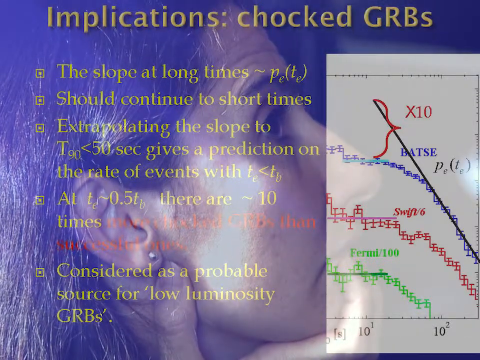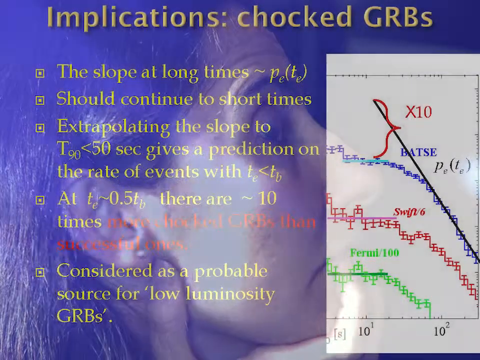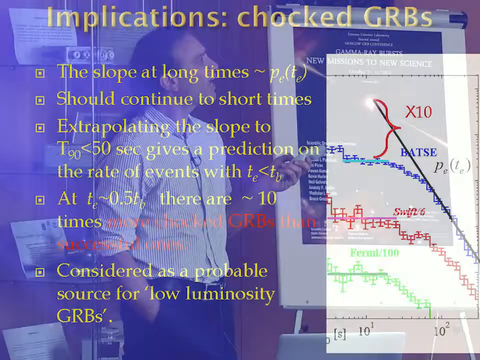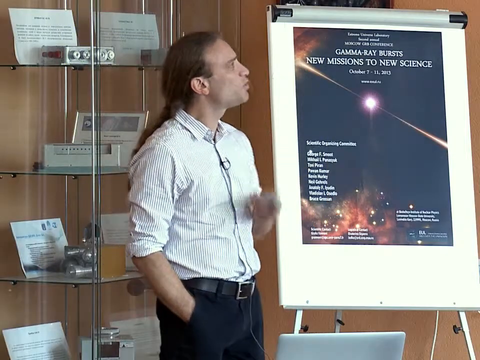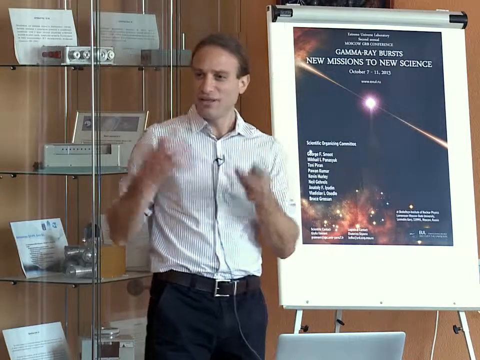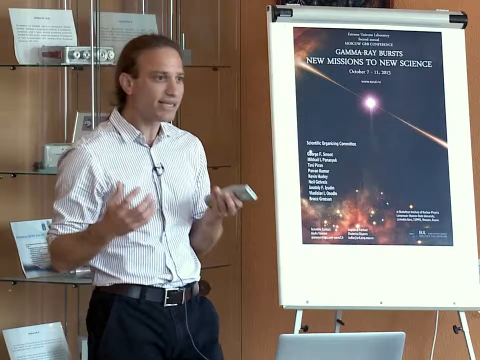Now again, this is the engine activity time and activity distribution, and this is the observed flux distribution. So if I extend it to short durations, I'm basically probing T engines that are shorter than this typical T breakout. So at about T engine which is about 0.5 of the T breakout, I'm getting that there are about 10 times more choked gamma ray bursts than successful ones, meaning that a gamma ray burst engine is more likely to fail than to succeed.